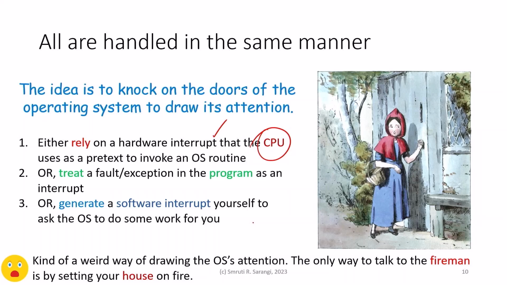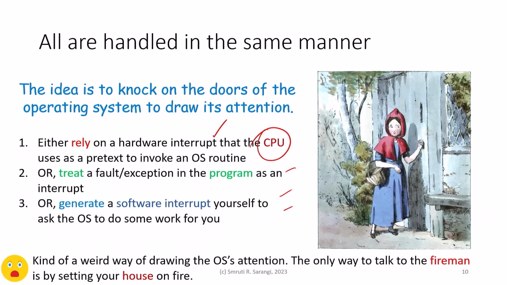So if you look at all of these mechanisms, it's an unconventional and weird way of drawing the OS's attention, because there is no direct method. It's not like you write something somewhere or you call a function. It is genuinely an emergency mechanism via which you invoke the operating system. The standard analogy is that if you want to draw the attention of the fire station, you set your house on fire. So pretty much it's like that: drawing the attention of the OS is difficult. You have to go only by this expensive interrupt processing route.